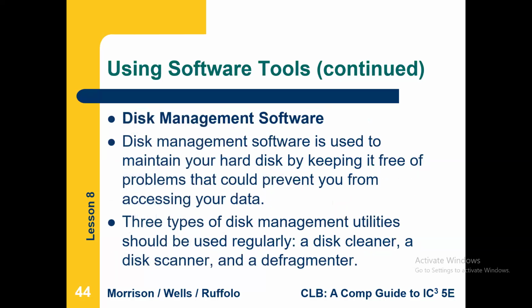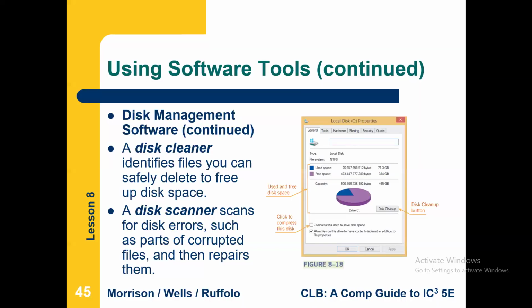Then how do you manage your data? As you keep on storing and creating your documents, you'll be dumping all those things on your hard disk. So there should be a utility that you can use to manage your disk. There are three types of disk management utilities. The first one is known as the disk cleaner. Then we have the disk scanner, and then we have the defragmenter. These are the three disk management utilities that you can use to manage your storage space.